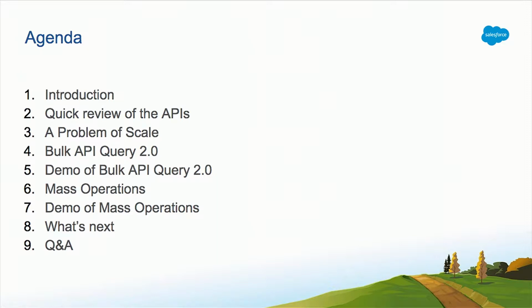All right, a little bit about what we're going to be talking about today. First, we're going to take a quick review of some of our data APIs. We're going to be talking about the problem of scale and when you use certain APIs. We're going to talk about bulk API and specifically a new flavor of the API, query in version 2.0. We're going to have a demo of it, showcasing a little bit of what it does and the developer experience. Then we're going to go to mass operations. Leo will take that away, and we'll talk about what we're doing there. We'll demo that one. And then we'll talk about what's next, what's on the horizon, and then we'll have time for Q&A.